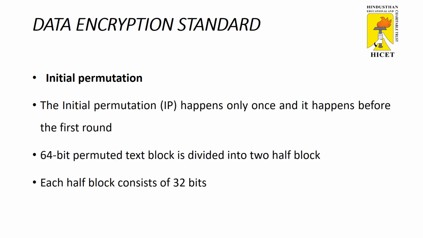Initial permutation. The initial permutation is performed before the first round. For example, the initial permutation replaces the first bit of the original plain text block with the 58th bit of the original plain text, and the second bit with the 50th bit of the original plain text block, and so on. The resulting 64-bit permuted text block is divided into two half blocks. Each half block consists of 32 bits, and each of the 16 rounds.